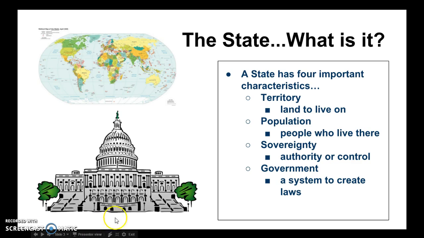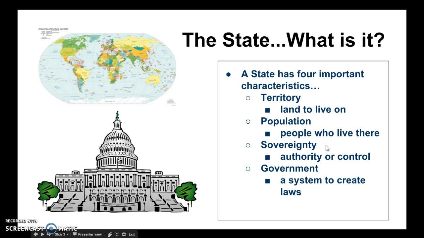States involve four characteristics. In other words, you have to have four things going for you if you're going to be a state. And the four things are listed right here: territory, population, sovereignty, and government. The idea of territory basically describes the land that that place occupies, what is represented on a map, the physical space that that place takes up. Population is the group of people that live in that territory.